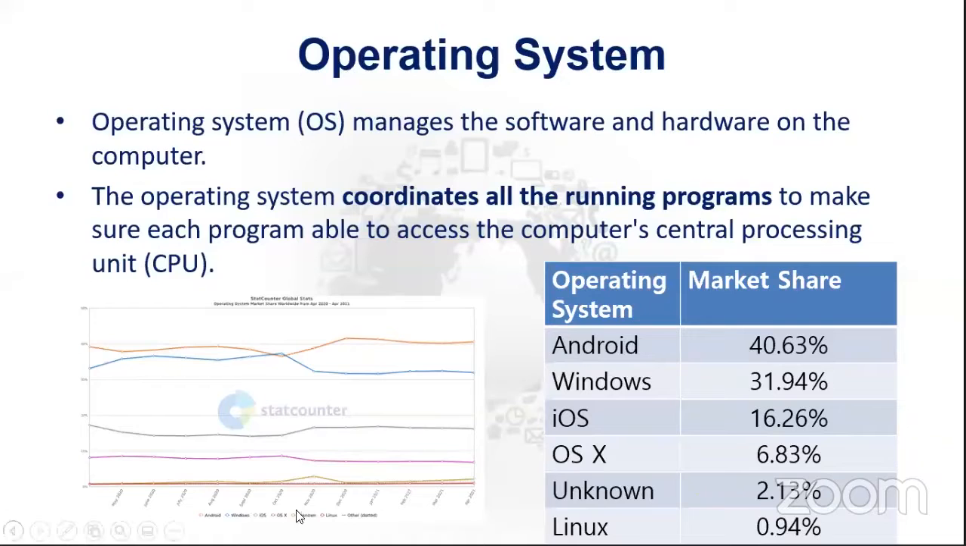So the graph here and also the table here shows the market share of the various operating systems in the last 12 months. As you can see over here, Android has the largest market share at 41%, followed by Windows and iOS.